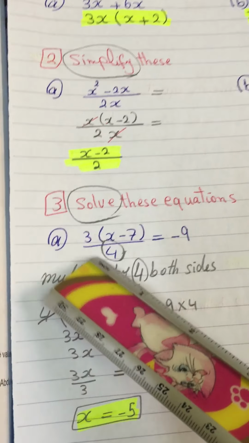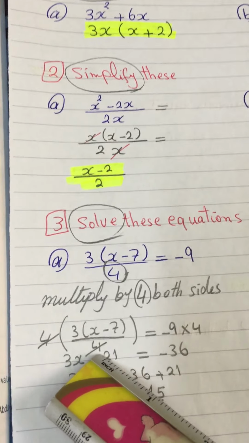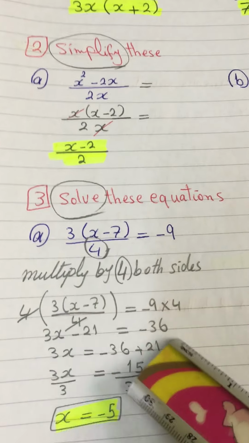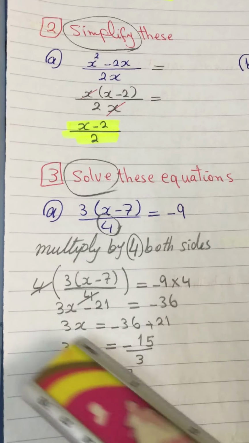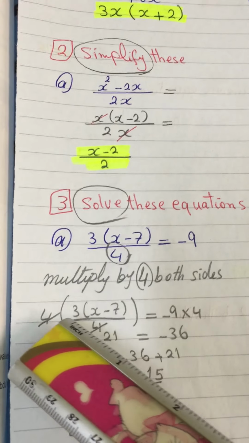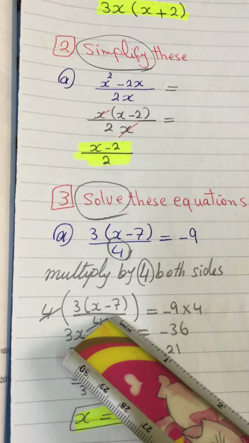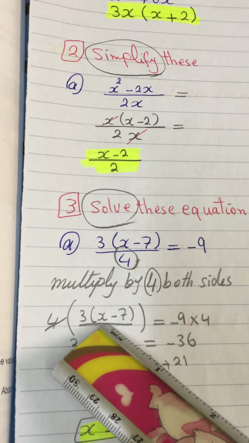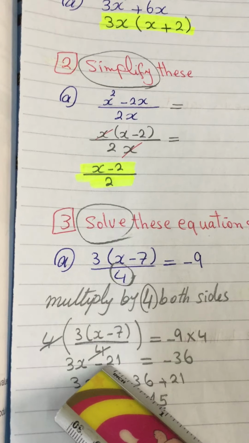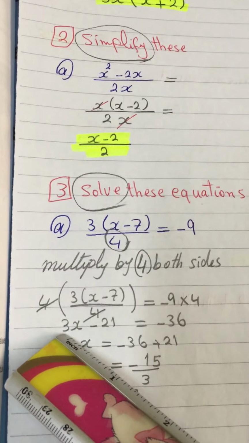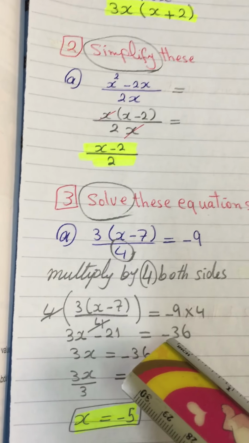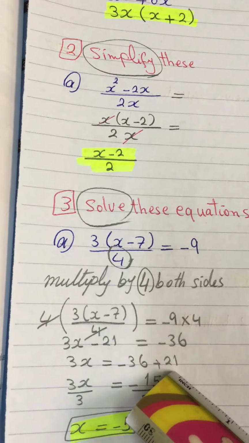So 4 open brackets, 3 multiplied by (x minus 7) over 4 equals 4 also multiplied by negative 9. On the right side, we have negative 36. On the left side, we will cancel 4 with 4. What's left? 3 and the brackets (x minus 7). Now multiply 3 times x equals 3x, 3 times negative 7 equals negative 21. Now keep x aside and the number on the other side. So 3x equals negative 36 plus 21.